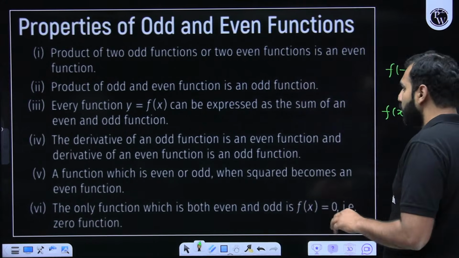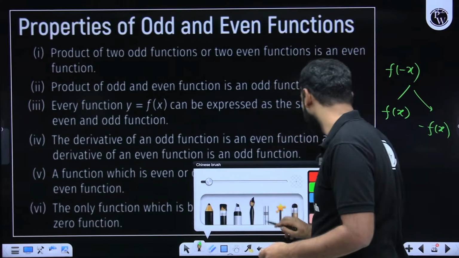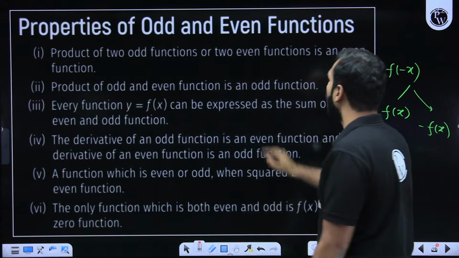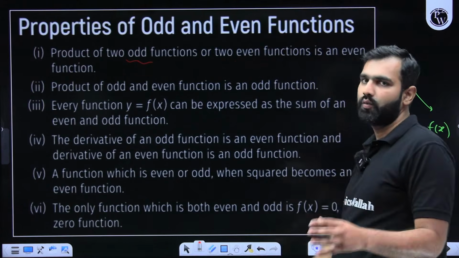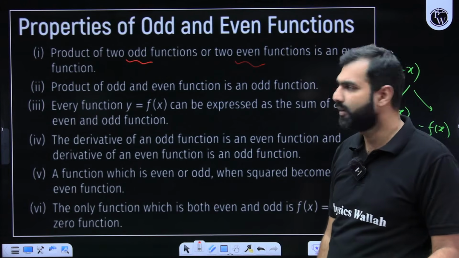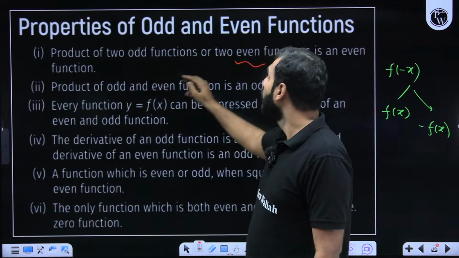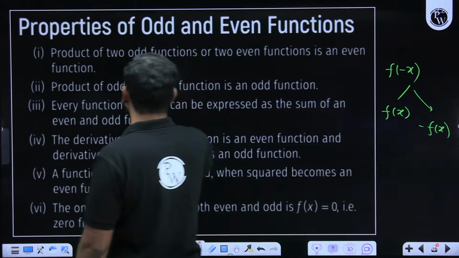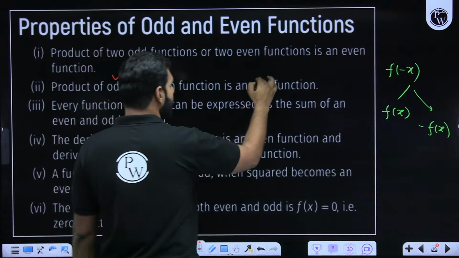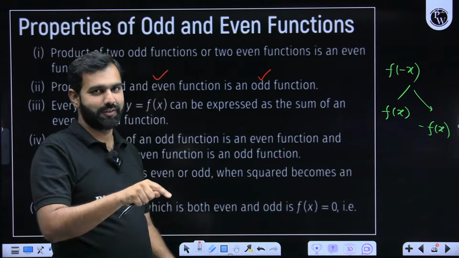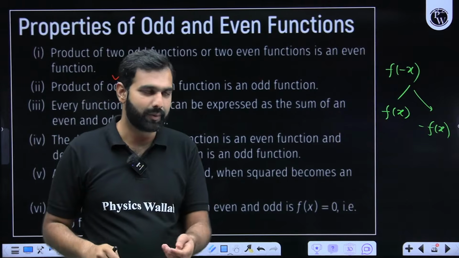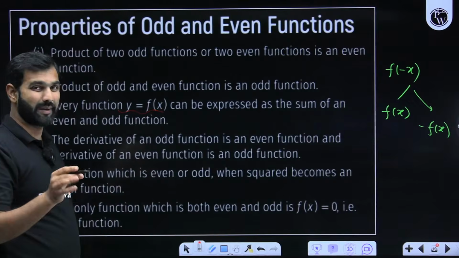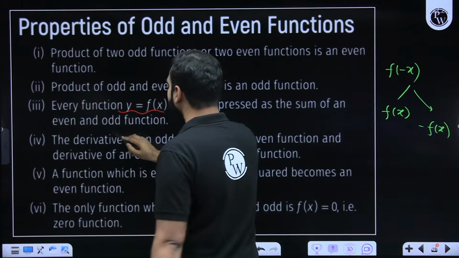With that, we know a few very clear things. Always remember that when you multiply two odd functions or two even functions, then this product will always be an even function. It's like when you multiply two negative values or two positive values, it is always positive. Second thing, the product of odd and even is always odd. So negative into positive will be negative, something like that, you can remember it. Third conclusion, every function can be expressed as a sum of an even and an odd function.